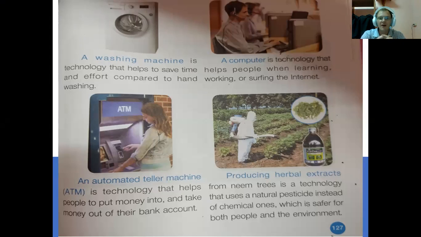The next one we have is a computer. It's technology that helps people when learning, working, or surfing the internet. So the computer is probably one of the better inventions along with the internet. Because with that, we can go on the internet and find out information about anything in the world. If someone has posted something about it, it is possible to find it.